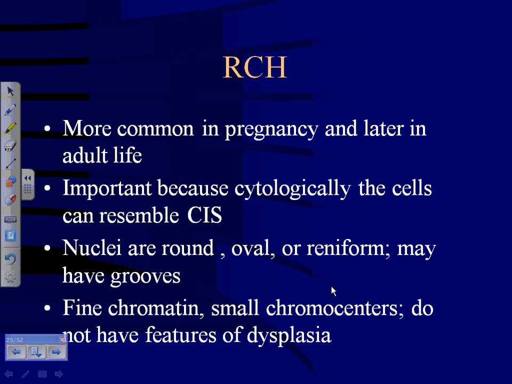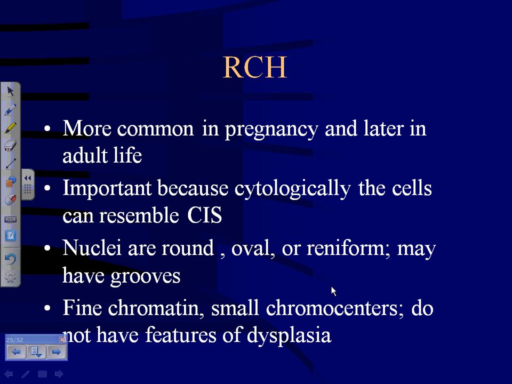But it's important to be able to recognize them so you understand what they are and not mistake them for something else. All right, reserve cell hyperplasia is more common in pregnancy and later in adult life, especially when epithelium starts to become atrophic. It's important because cytologically the cells can resemble something abnormal like carcinoma in situ. Okay. And you'll learn those differences when we go through this in module 6 and 7 actually. The nuclei, though, despite the fact that they're small with little cytoplasm, are round, oval, or reniform, and may have occasional grooves.